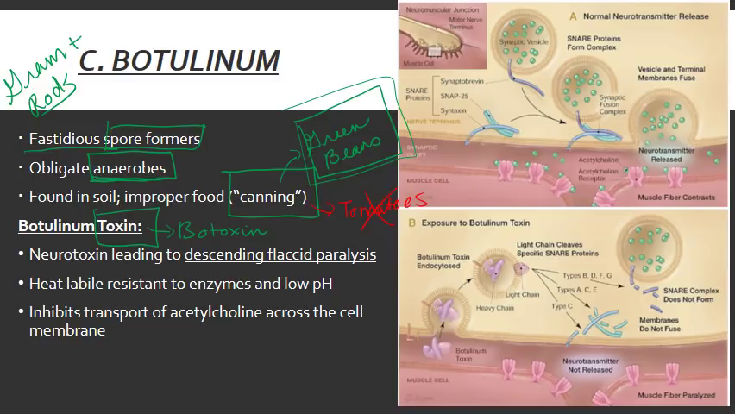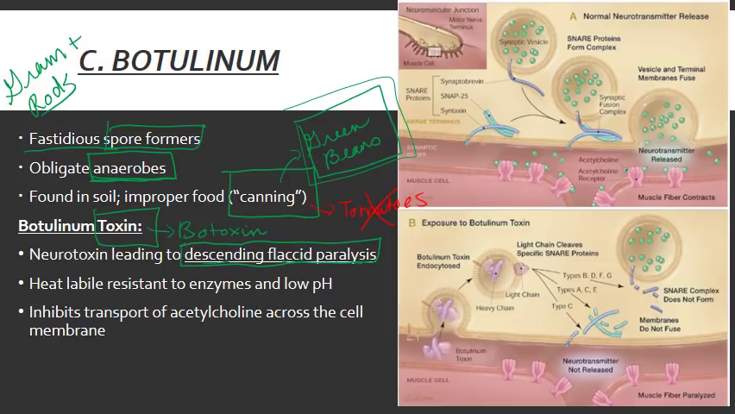But what it actually does, where it actually causes disease, is a descending flaccid paralysis. This is kind of a buzzword when you think about C. botulinum. If you see descending flaccid paralysis, we're talking about C. botulinum. And this differentiates it from C. tetani, which is an ascending rigid paralysis. So that's kind of one of the ways you can keep them straight.